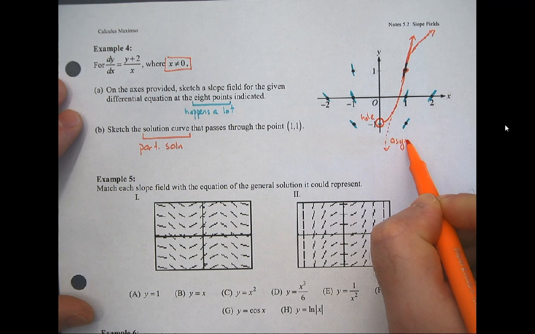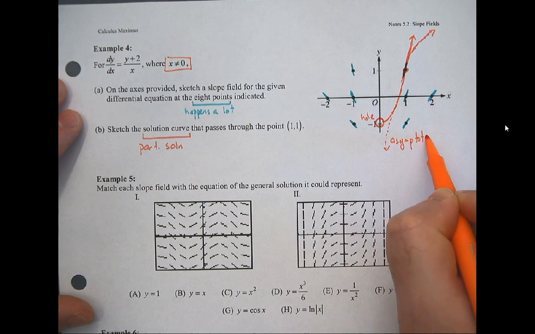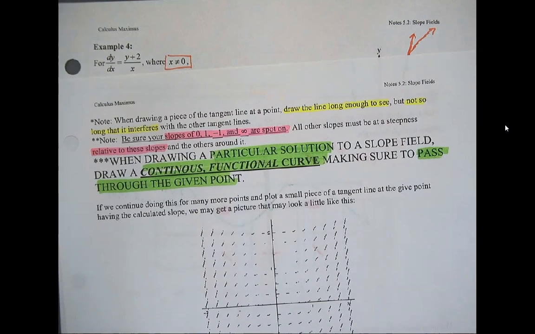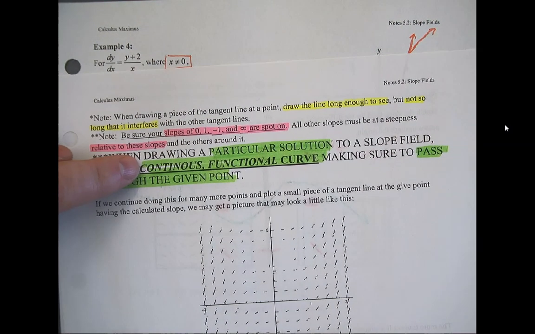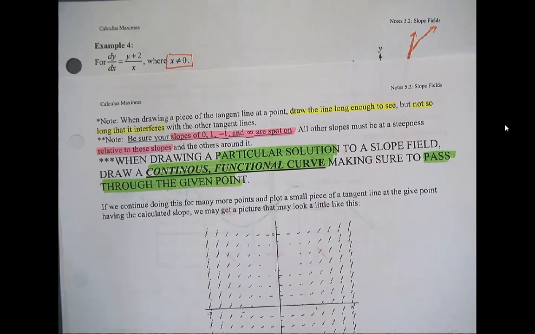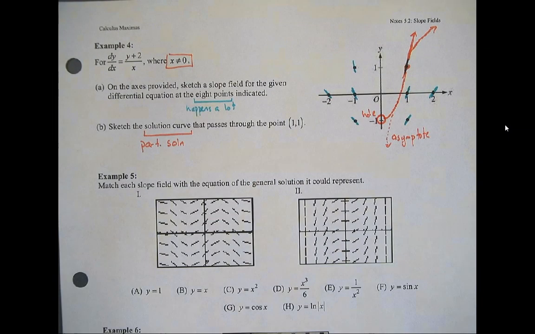In either case, let's go back a couple of pages. Flip back to page 3. What's one of the definitions of a particular solution? A continuous functional curve that goes through the given point. So we can stop right now. There is no particular solution in this case.